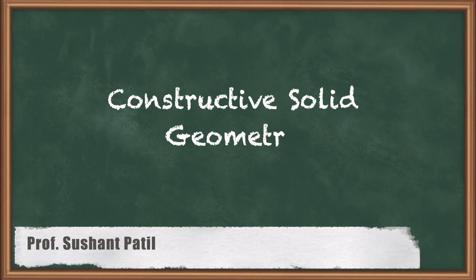Hello friends, let's begin the method of solid modeling. The first method is constructive solid geometry. It is also called CSG or C-rep. In this we will study the basics of CSG, the data structure of the CSG tree, and the merits and demerits of CSG or C-rep. Okay, let's begin.